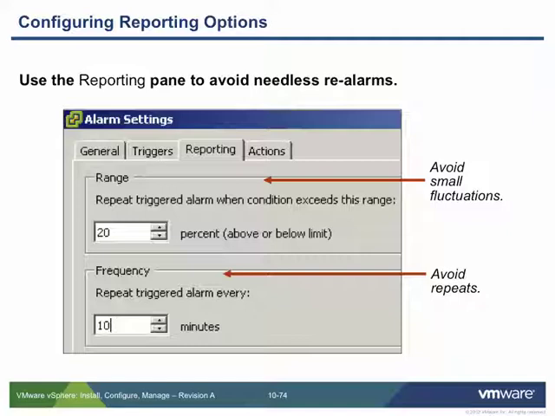And we're going to do that for the frequency of 10 minutes. So if it goes up by 20% and it stays up at that additional 20% for another 10 minutes, then we're going to go ahead and send a second alarm. So that allows you to know if the issue is escalating or not.